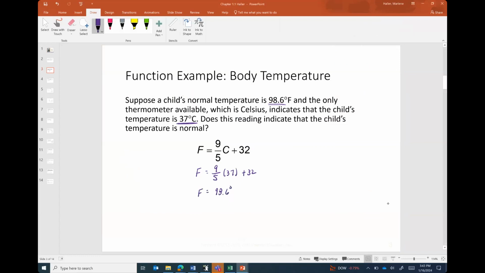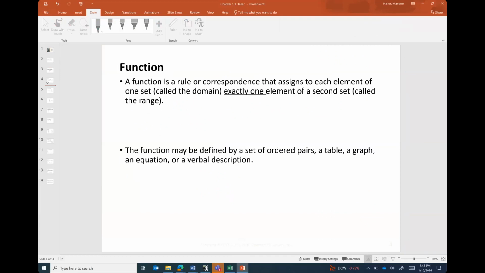Okay. All right, so let's take a look at the definition of a function. A function can be thought of as a rule or correspondence that assigns each element of an input set, we might call that the domain, to exactly one element of an output set. We usually call that the range. So conceptually, we think about it like this.